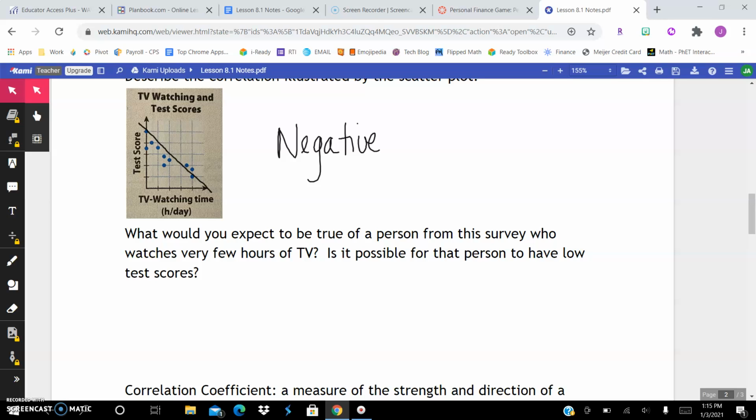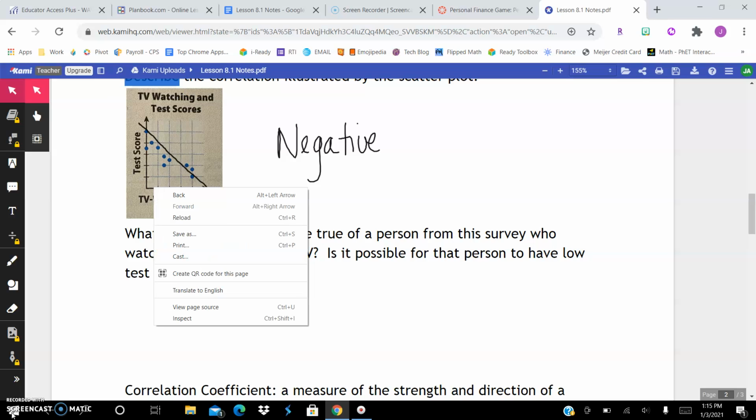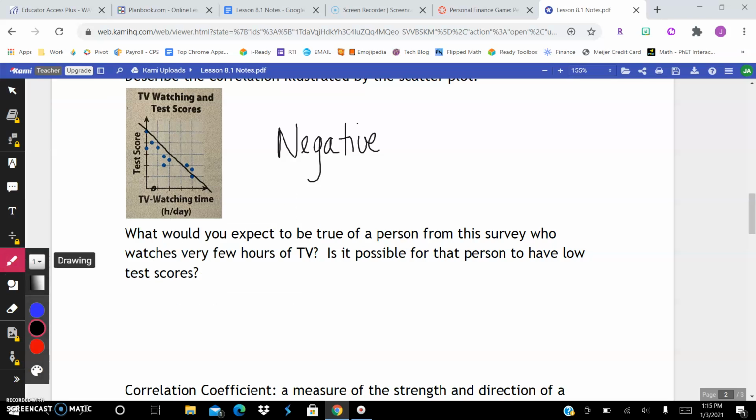Who watches very few hours of TV. So TV watching time is at the bottom. And if you look, if somebody watches very few hours of TV, they would be down in this area somewhere. Is it possible for that person to have low test scores?